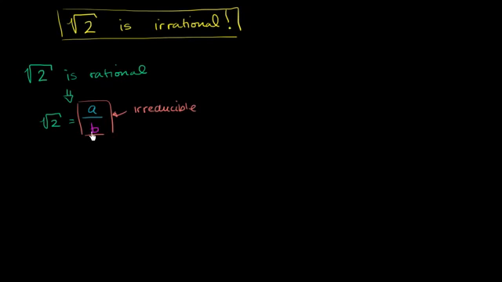A and b have no factors in common. Let me write that down just because that's so important for this proof. A and B have no factors in common, other than, I guess, 1. No factors in common other than 1. So this is irreducible. These two numbers are co-prime.